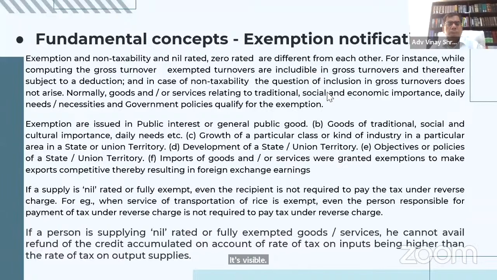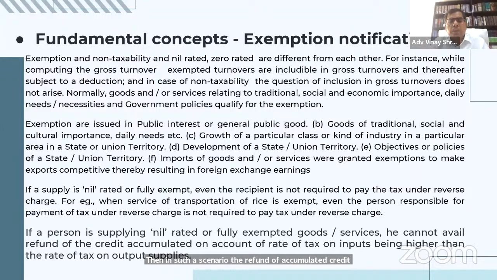Okay, thank you. So, if a person is supplying nil rated or fully exempted product, then in such a scenario, the refund of accumulated credit under section 54 is not available. So only if the item is not nil rated or exempted, only then one can avail the benefit of refund of unutilized input tax credit on account of inverted tax structure.